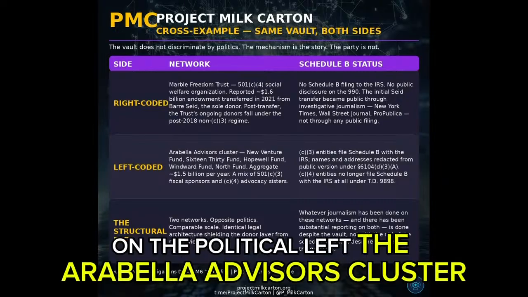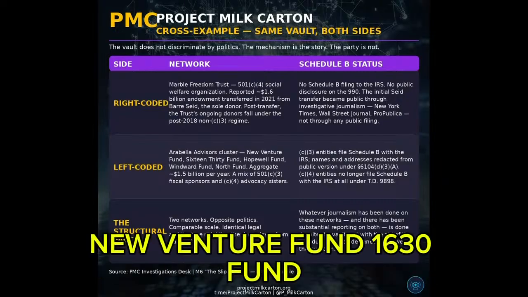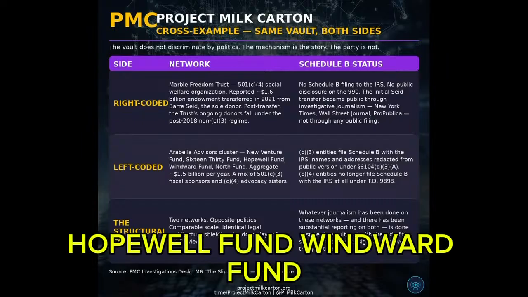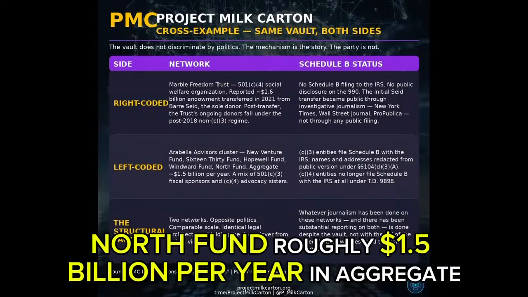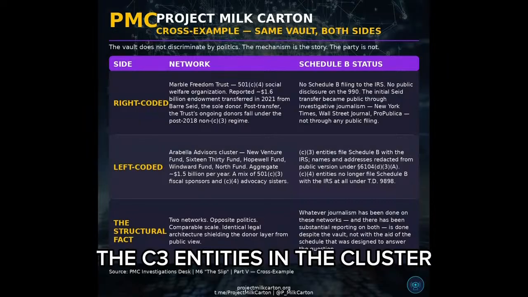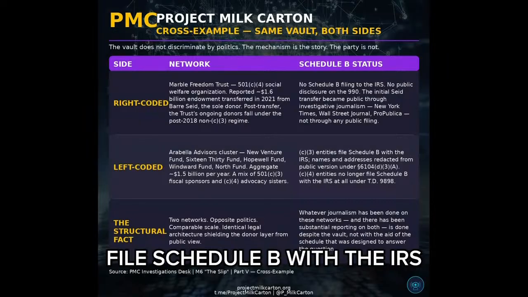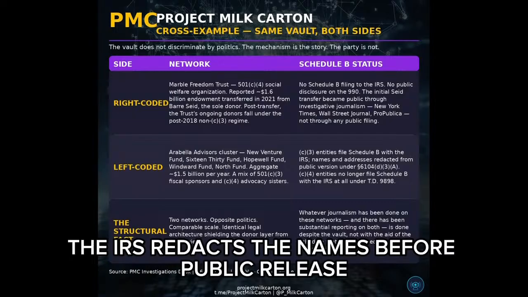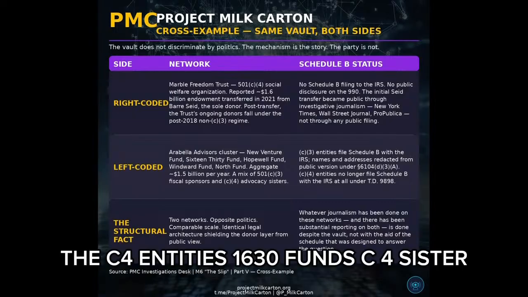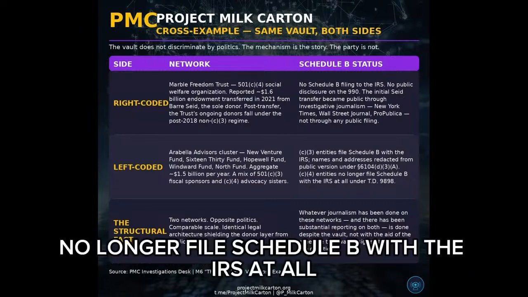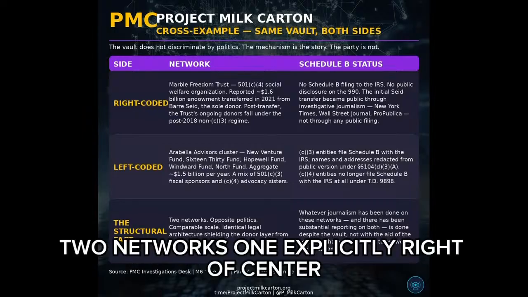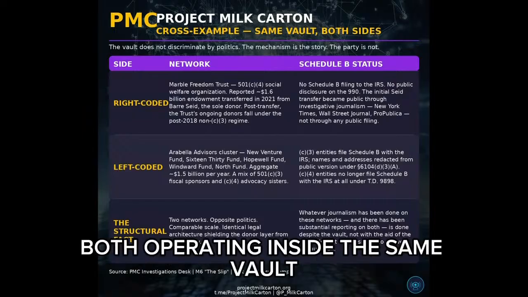On the political left, the Arabella Advisors Cluster, New Venture Fund, 1630 Fund, Hopewell Fund, Windward Fund, North Fund, roughly $1.5 billion per year in aggregate. The C3 entities in the cluster file Schedule B with the IRS. The IRS redacts the names before public release. The C4 entities, 1630 Fund's C4 sister, the North Fund, no longer file Schedule B with the IRS at all under the post-2018 regime. Two networks, one explicitly right of center, one explicitly left of center, both operating inside the same vault.